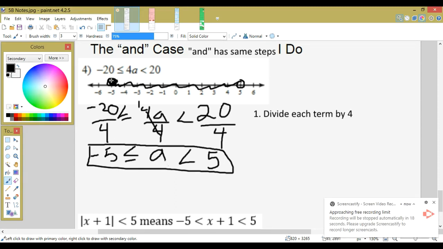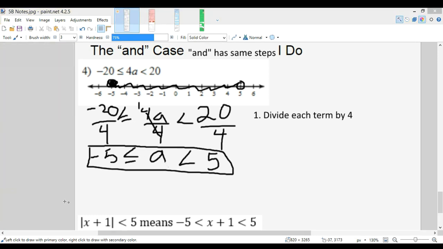We find negative 5, put a point above it since there's a line, and then we find 5 and put a hole above it. Since a is in between these two numbers, you shade between the 2 points that you graphed. And this is another way to write this inequality.